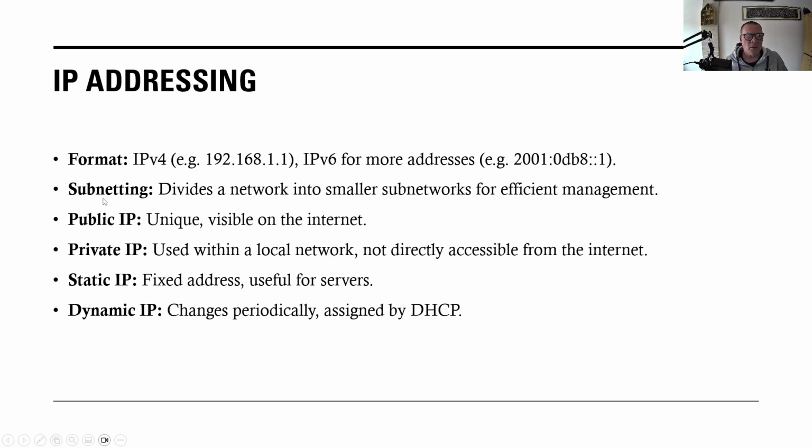Subnetting is a way of dividing up a network into smaller subnetworks. This can help with various things, including the management and security of different parts of the network. A public IP address is one that is visible on the internet. Anybody can see your public IP address. It has to be a unique address at that time on the network, so you know exactly where that device is, and anybody can find it and see it.